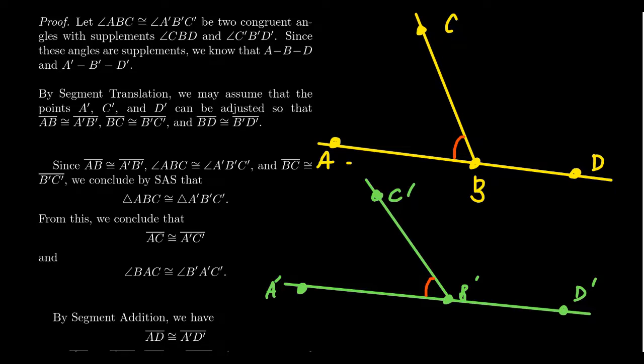But if we look at the segment AB, we can translate this segment onto the ray B prime A prime. So there's going to exist some point over here, A double prime, such that... oh, this is too messy right now. Let me erase it real quick. So by segment translation, there exists some point A double prime on the ray B prime A prime, so that the segment B prime A double prime is congruent to the segment BA. Segment translation gives us such a thing.